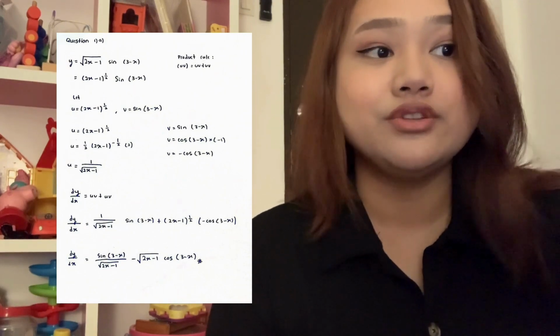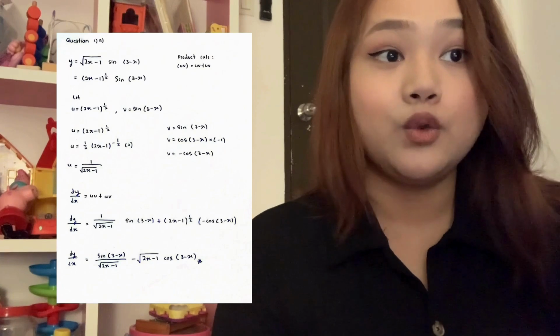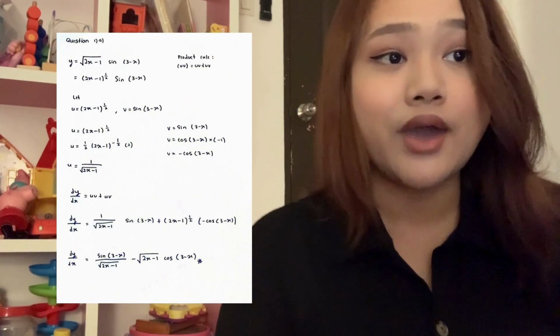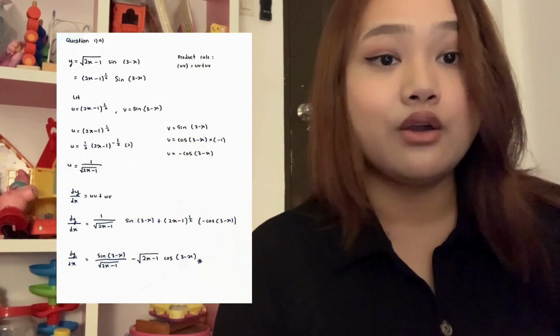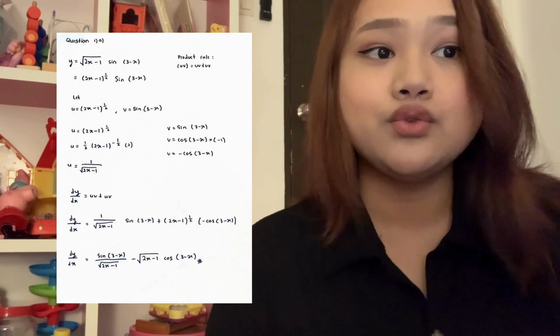So next, we need to differentiate u equals (2x minus 1) to the power of 1/2. Then we use the chain rule. u' equals 1/2 times (2x minus 1) to the power of negative 1/2, times 2. And then we simplify: u' equals 1 over the square root of (2x minus 1).